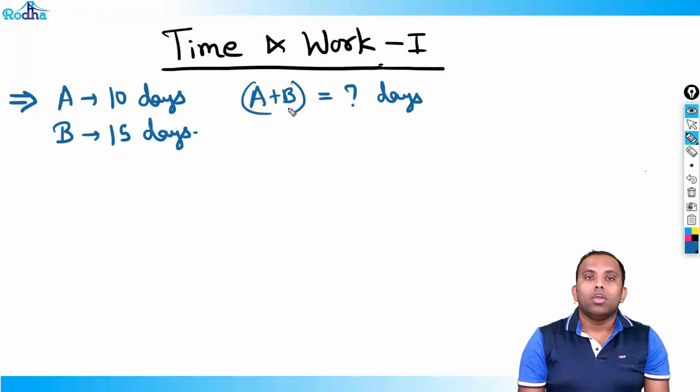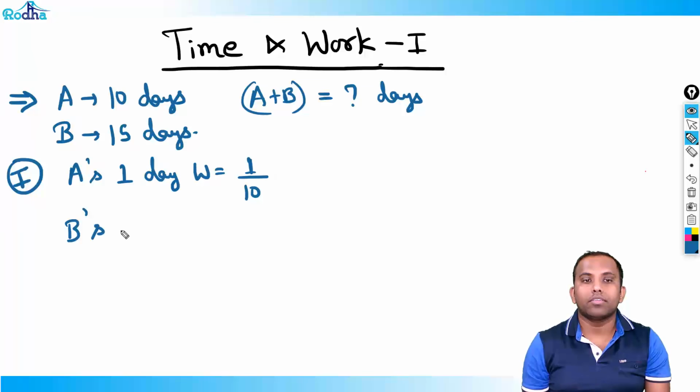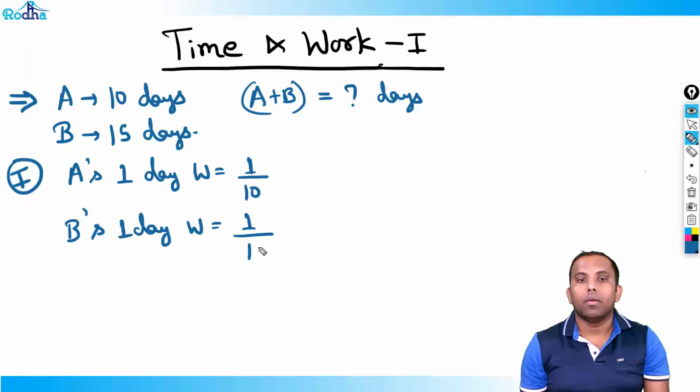So if you remember our childhood method, what we had done earlier in our childhood was, since A can do a work in 10 days, I can write it as method 1. Since A can do a work in 10 days, A's 1 day work is equal to 1 by 10. B can do a work in 15 days, so B's 1 day work will be equal to 1 by 15, right? But this method we will not follow. B's 1 day work is 1 by 15.